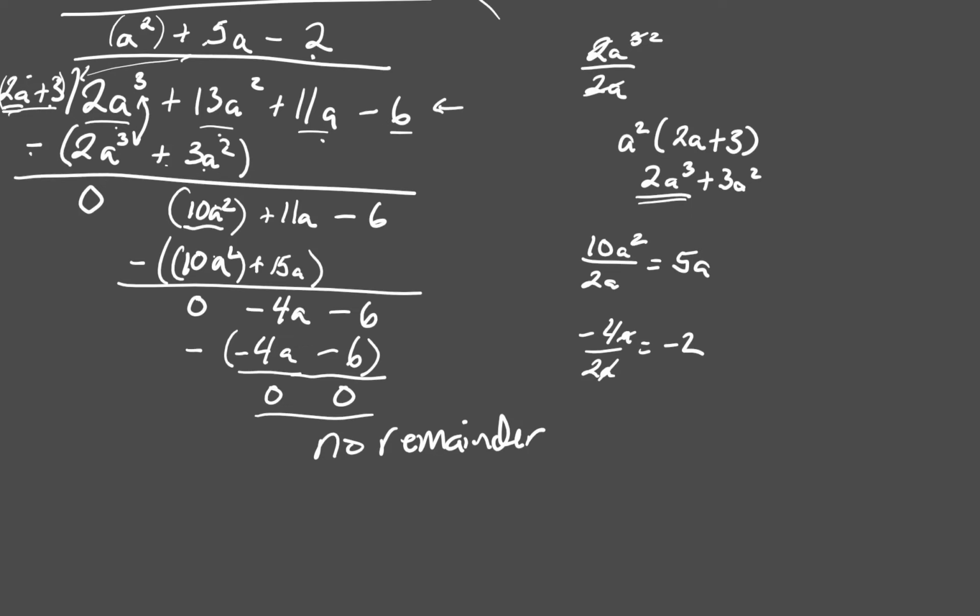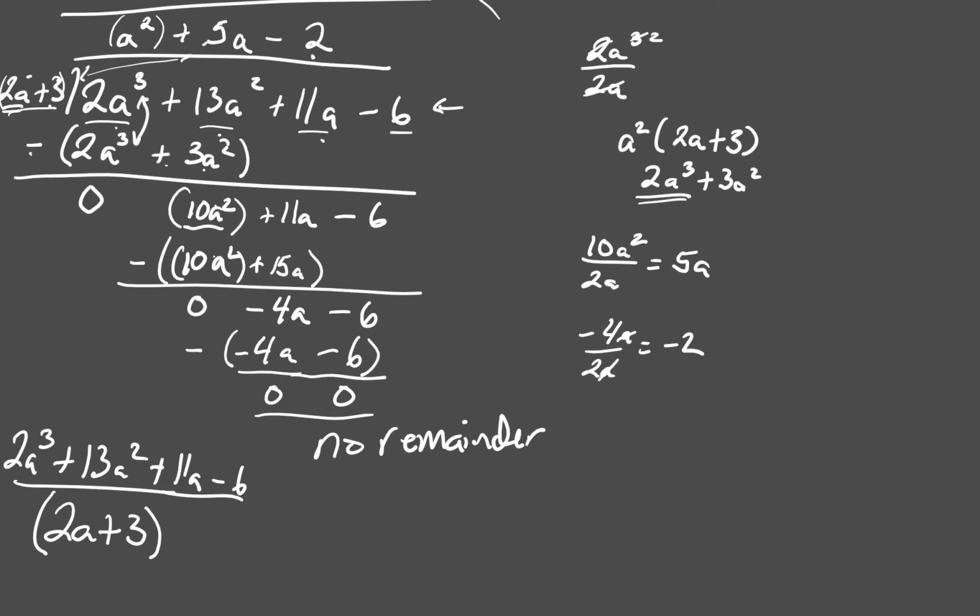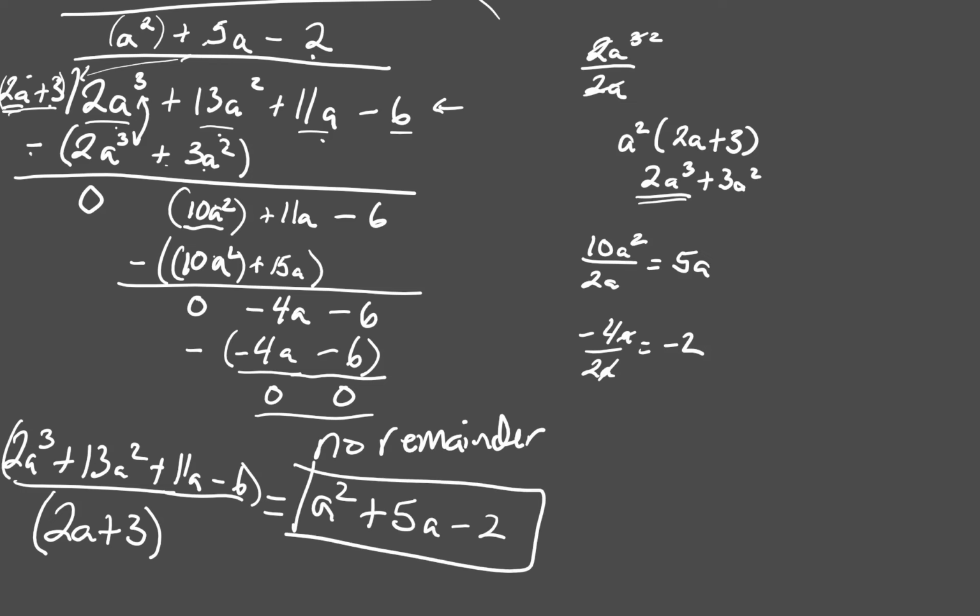So let's write this out. What this says is that if I divided 2a cubed plus 13a squared plus 11a minus 6 by 2a plus 3, I end up with a squared plus 5a minus 2. Okay, so that's the result of my long division of that polynomial.